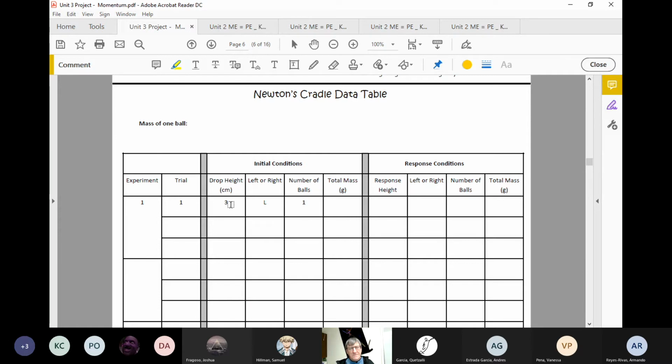First trial, there's going to be a drop height of 3 centimeters from the left, and it's going to involve 1 ball. We're going to fill this in later after we actually measure their mass. We actually did that yesterday, but we'll do it again when we do the experiment next class. On this side of the data table is where we will record what happened, the response. So this is the before, this is the after, right?